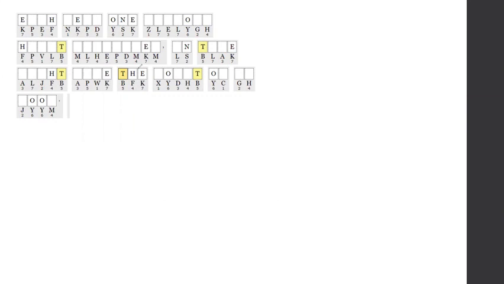Now, once you decrypt this part, you can apply those decryptions to the rest of your text. And then once you do that, I think the first thing you might notice is this up here.